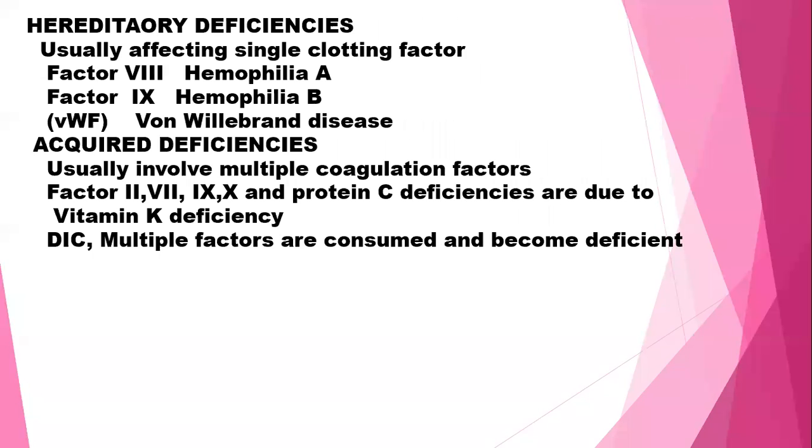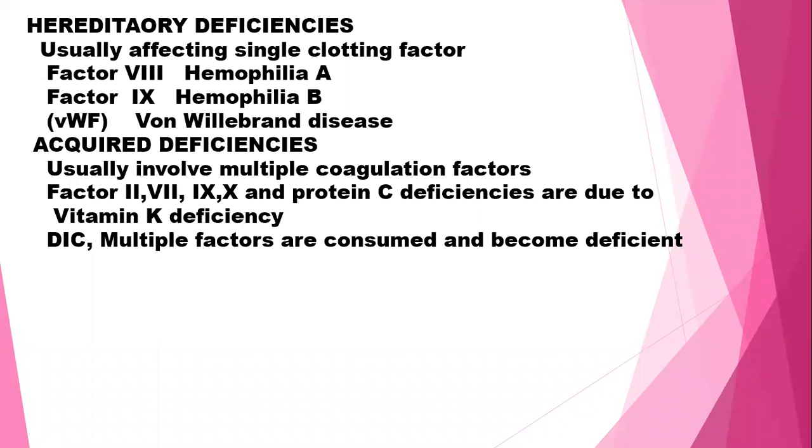The hereditary deficiencies usually affect single clotting factors. These are factor VIII, causing hemophilia A, factor IX, causing hemophilia B, and von Willebrand factor, which causes von Willebrand disease.